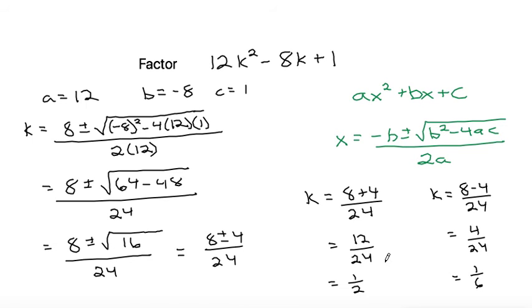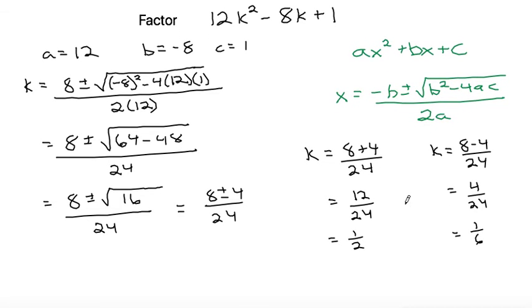So these are our two solutions, but in order to get to factored form, let's set up these two as k is equal to 1/2 and k is equal to 1/6. In order to find the factorization, we need to solve each of these equations for 0. So let's first get rid of our denominator by multiplying both sides by 2, which gives us 2k is equal to 1. And then finish solving for 0 by subtracting 1 to the other side, which makes 2k minus 1 is equal to 0.